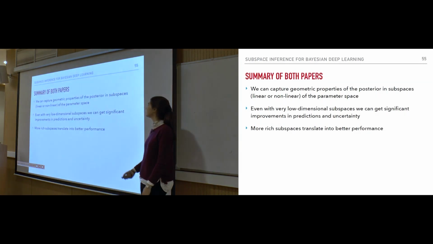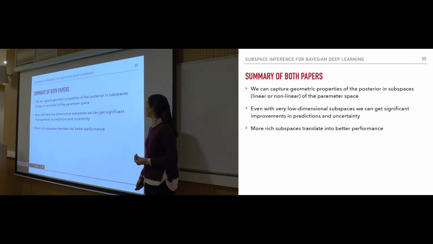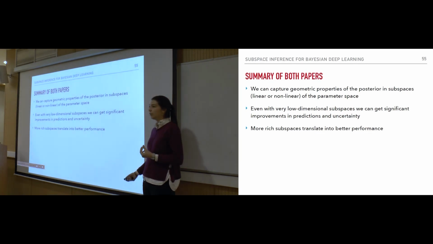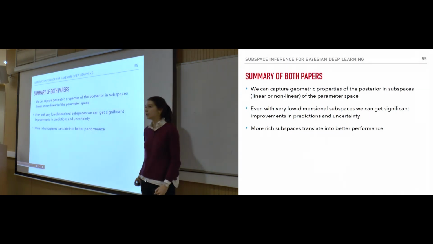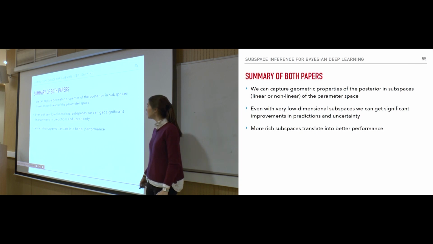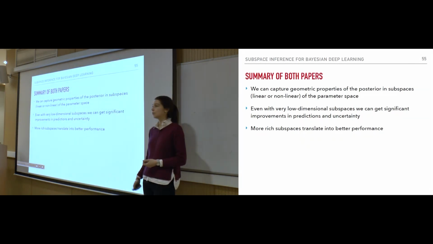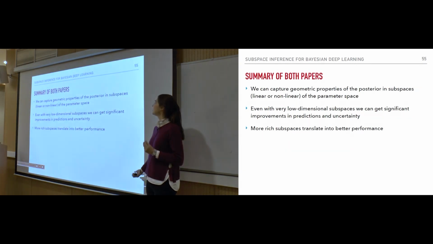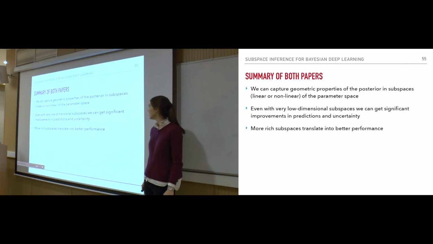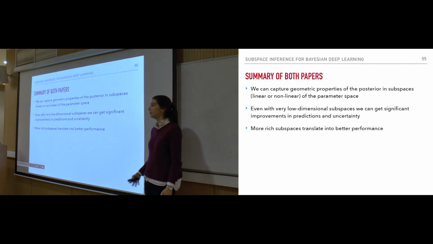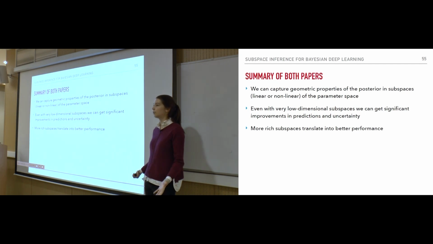And yeah, the summary for everything is that we can use geometric properties of the posterior or loss functions to learn linear or nonlinear subspaces of the weights and perform Bayesian inference in this smaller dimensional space. And even with these very low dimensional subspaces, we can get useful results and significant improvements in uncertainty estimation. And maybe the biggest takeaway is that richer subspaces translate to better performance. And I guess an open question is how to automatically find these subspaces that lead to better uncertainty estimates, especially useful for Bayesian model averaging.